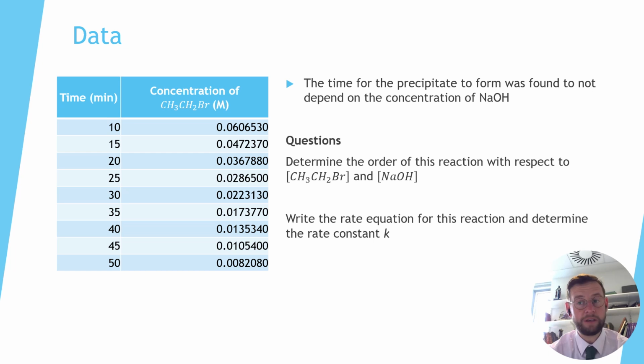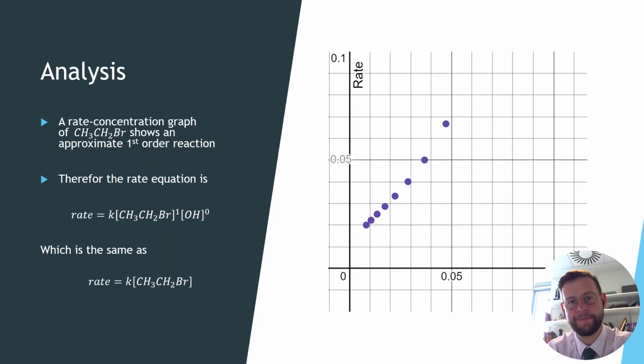So what you can now do is write the rate equation for this reaction. The best thing to do is, first of all, to write a rate concentration graph for the data on the left-hand side there, and determine what order the reaction is with respect to the bromoethane. So I've done that, and you can see that this is what it looks like. It's kind of a straight line, though you could argue that there's a slight curve there, but imagine very simplistically that this is essentially a straight line.